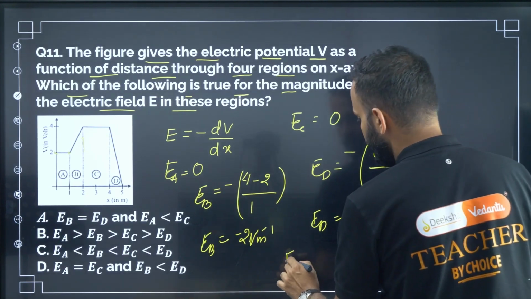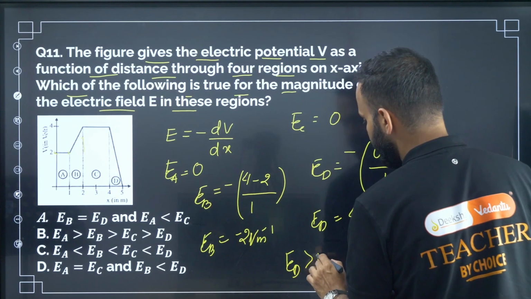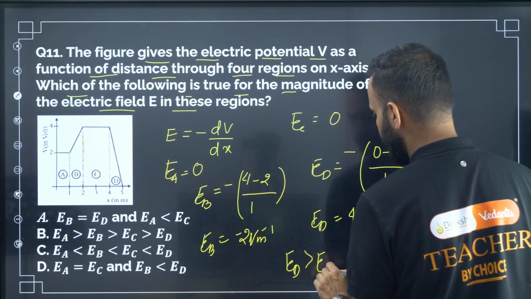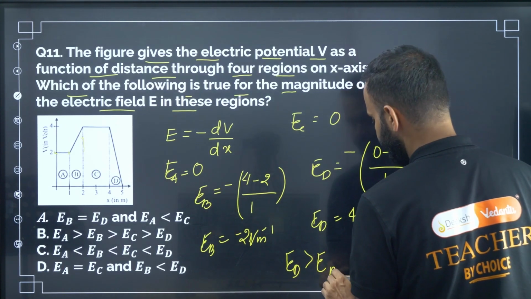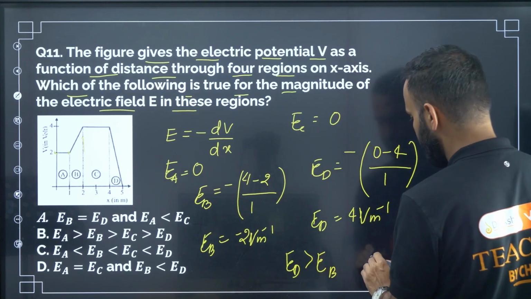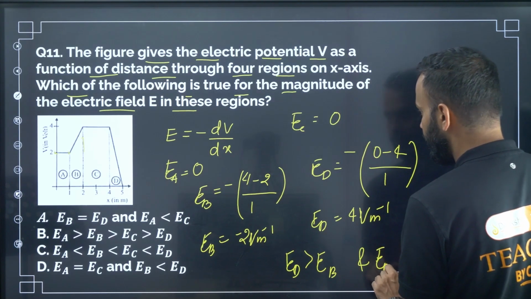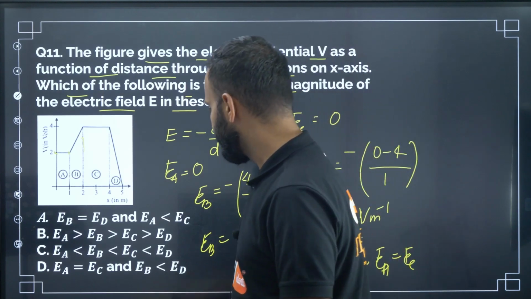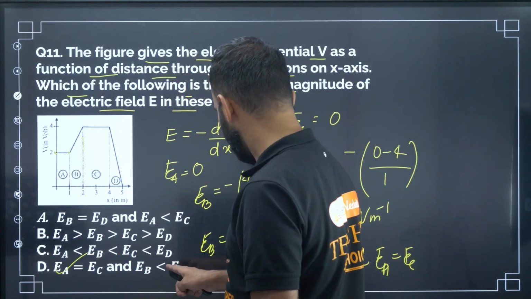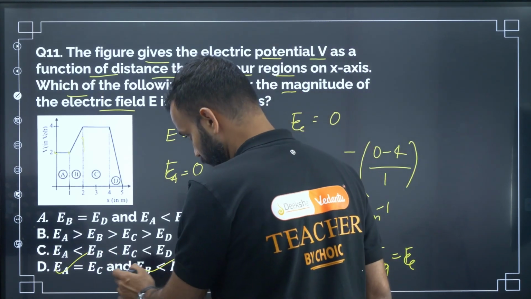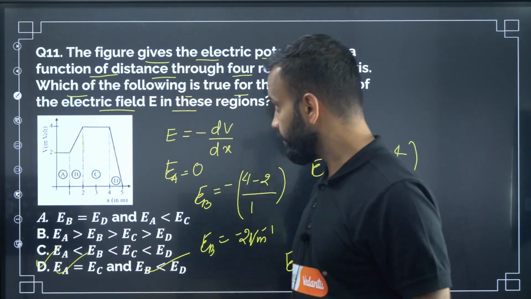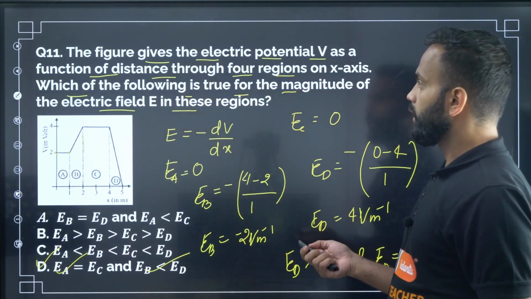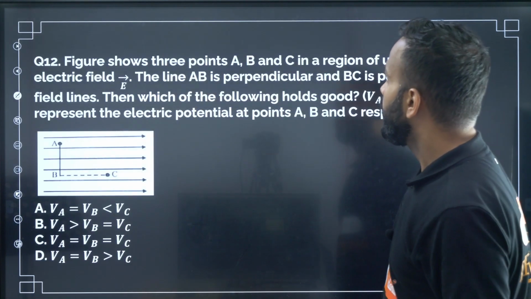Now ED is greater than EB, okay. ED is greater than EB and EA equal to EC, correct, and EB is lesser than ED, correct. So the correct option is D. Okay. Next question, question number 12.